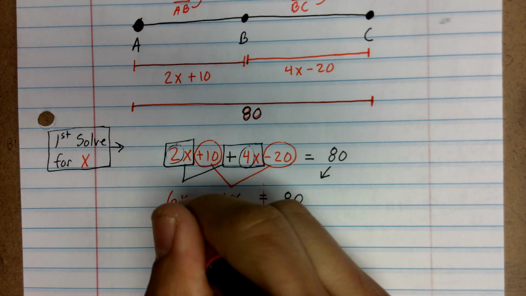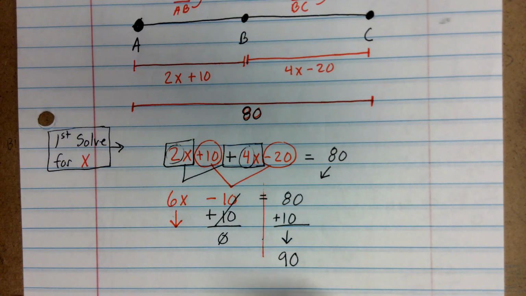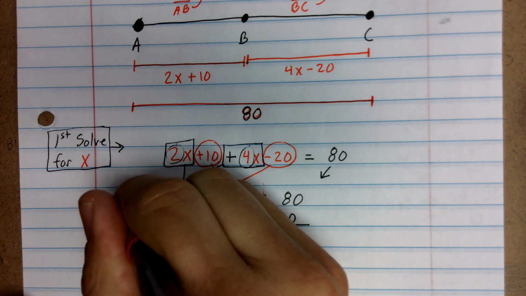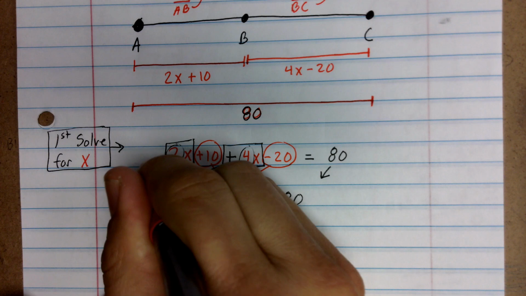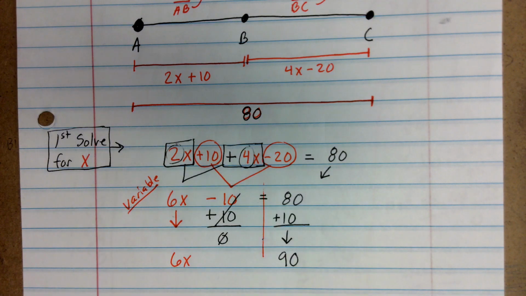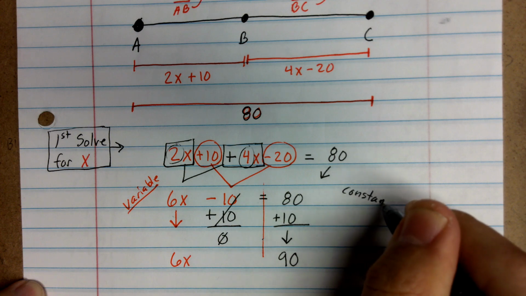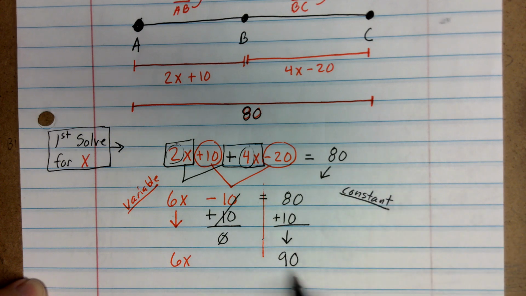Now the next step, I'm just going to bring down my 6x real quick to line it up with the 90. So all we have left on the left side is the variable. I'm going to write variable right here. And all we have on the right side is the constant value. When I say constant, I just mean it's a number, like 90. There's no variable with it.